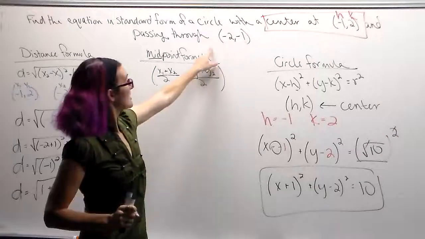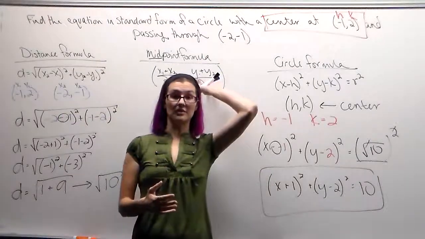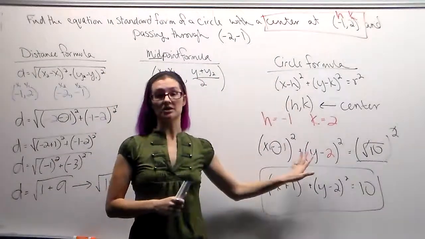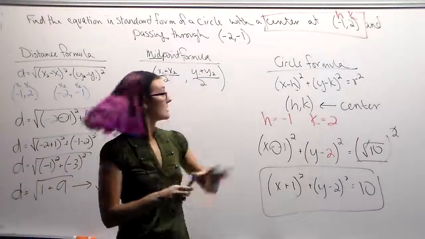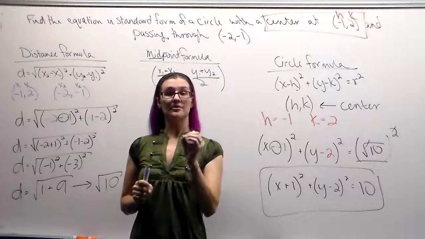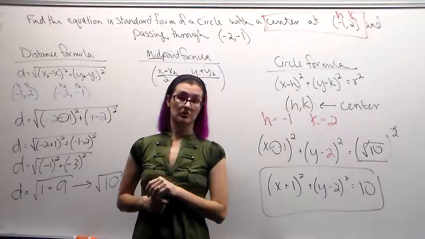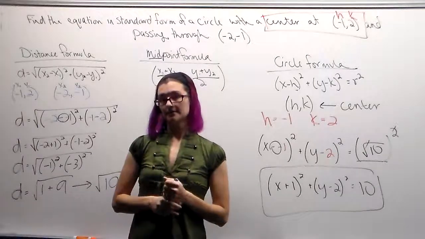If you're given a center and an endpoint, you don't need to find the center. You're given the center, so you don't need midpoint. You're going to start with distance to find the radius, and then plug it into your circle formula. If you're given a center and a radius, all you use is a circle formula. Be careful if you're given a center and a diameter, because the radius is the diameter divided by 2. So make sure you are being careful if you are given a problem like that.